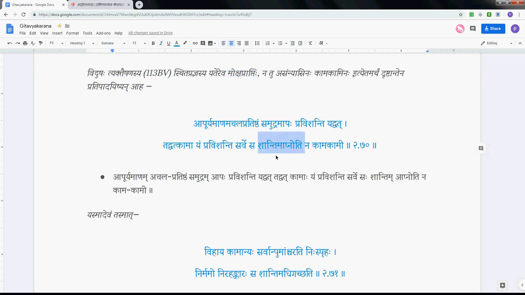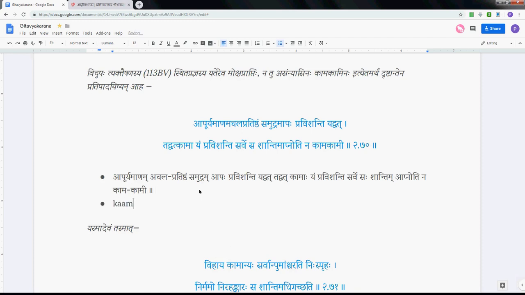Shantim na apnoti. Shanti, I had mentioned in the last patha or the earlier, that shanti finally is what? That ultimate shanti is moksha. Shivam. What is auspicious shanti? That peace which will never go. Nitya shanti. So, that is the main sentence here. Kama kami shantim na apnoti. That is our main sentence.